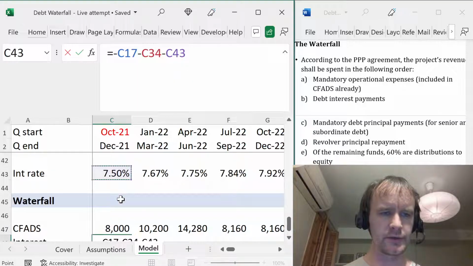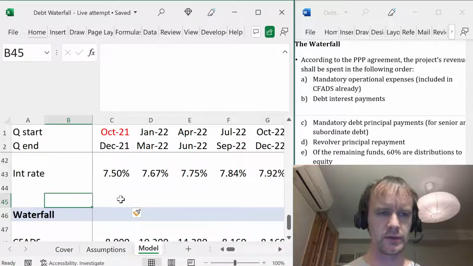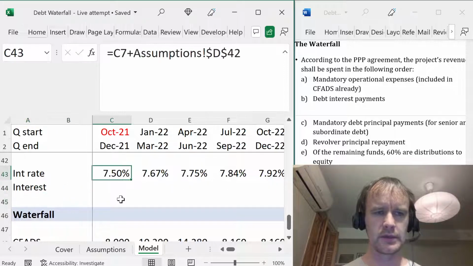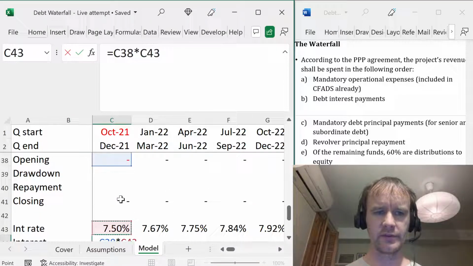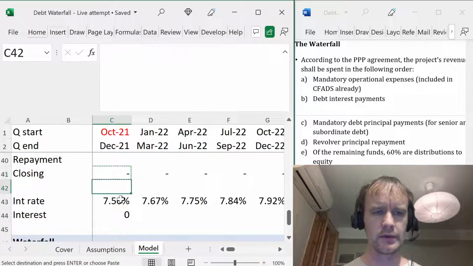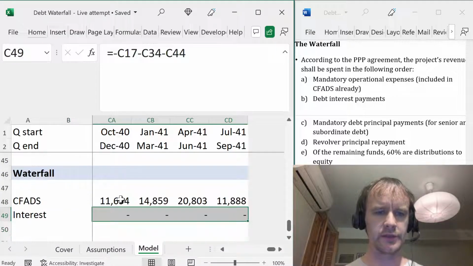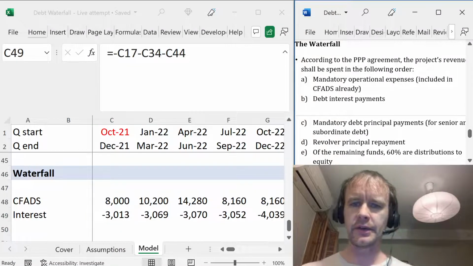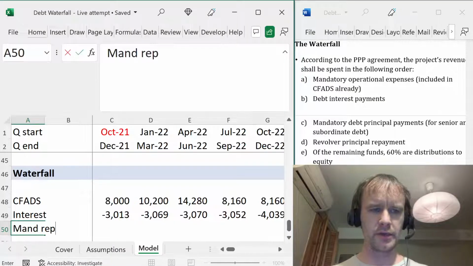Oh, I haven't actually done interest for the revolver yet, so I'll just quickly fix that. Interest rate. Oh, sorry, no, I've done interest rate. Interest. And again, it's just the opening balance times 7.5% divided by 4. Copy that format and copy across. So that's my interest. So that's B. Then step C, mandatory debt principal payments for senior and subordinate debt. So mand repay.